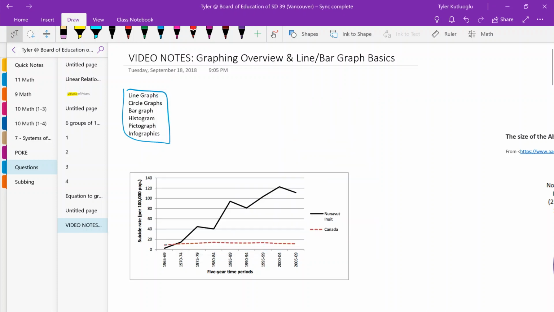All right, so we're starting our new unit, graphing, and basically I want to do a quick overview of the types of graphs we're going to do and then go into more detail about the first couple we need to focus on at the start. These are the graphs we're going to do in this unit: line, circle, bar, histogram, pictograph, infographics. So I will go through what each of them are really quickly.